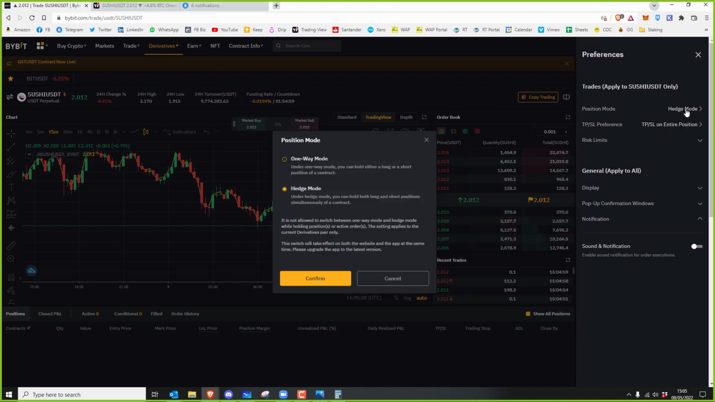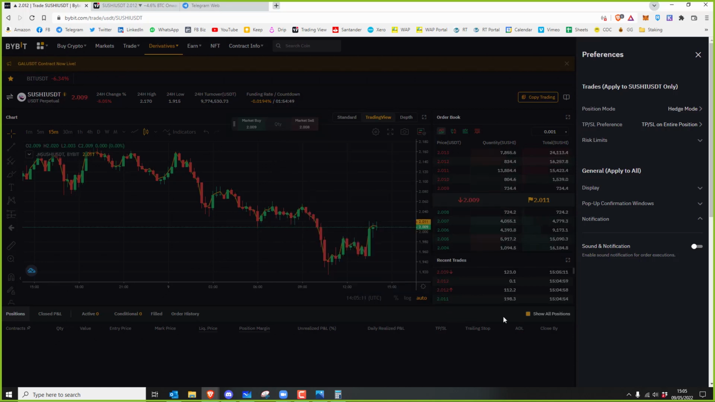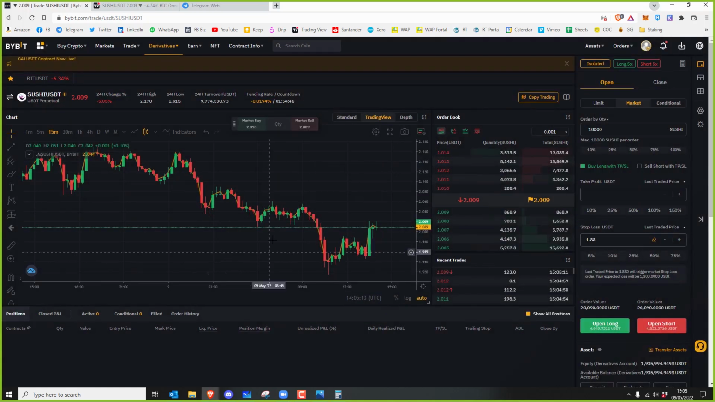Hedge mode means you can trade up and down at the same time. It's probably worth doing. Maybe actually no. For most people, 99% of people watching this, don't do it. If you're going to short it, just short it. Don't do longs and shorts at the same time. It will get very confusing.